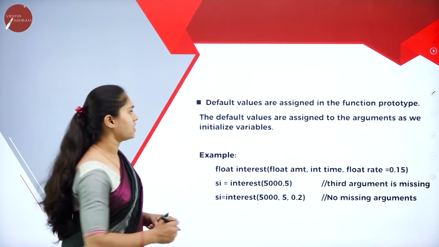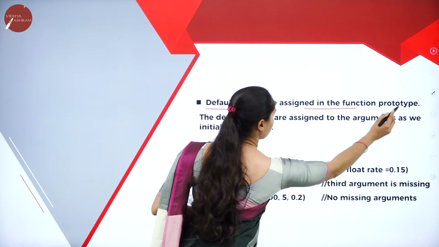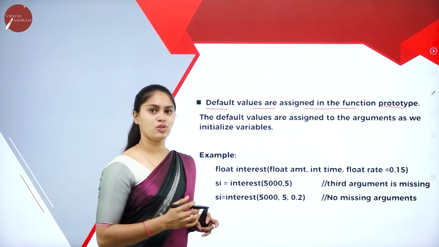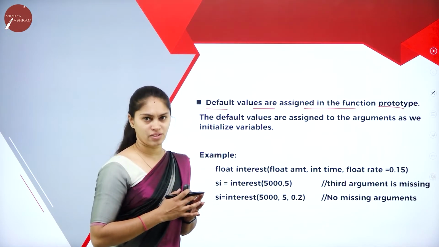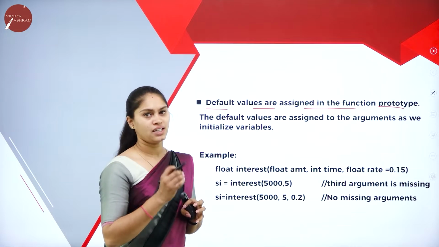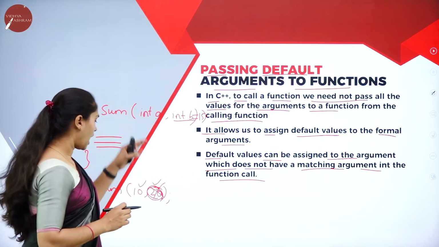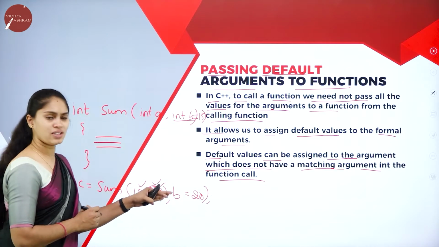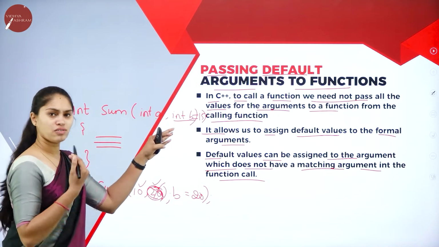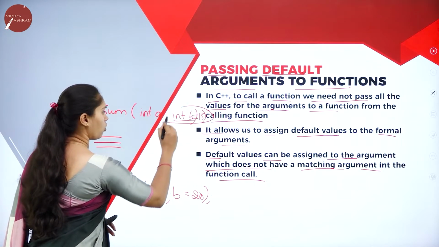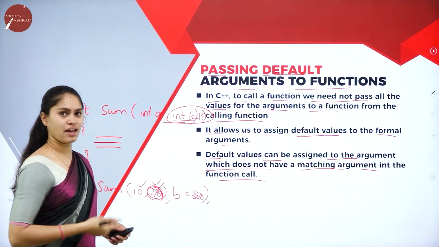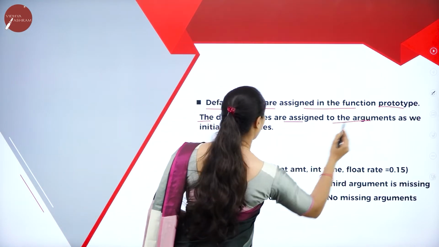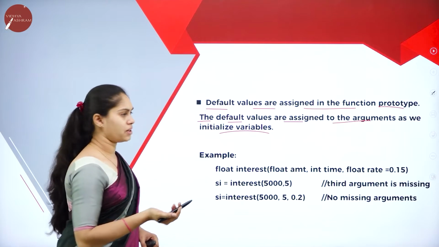Here you can see that default values are assigned in the function prototype when I am declaring a function. In the header itself, we have to give the values for default arguments. So I should not assign b = 20 in the calling function. If I want to give a default value for any variable, that needs to take place only in the function prototype, that is in the header part itself. The default values are assigned to the arguments as we initialize a variable. What is the syntax?